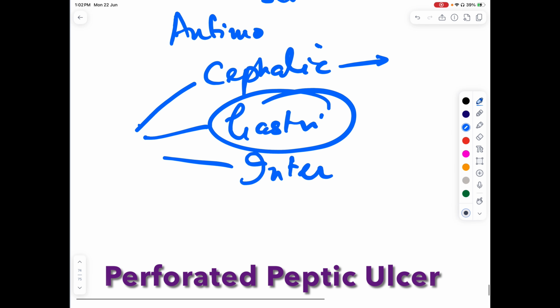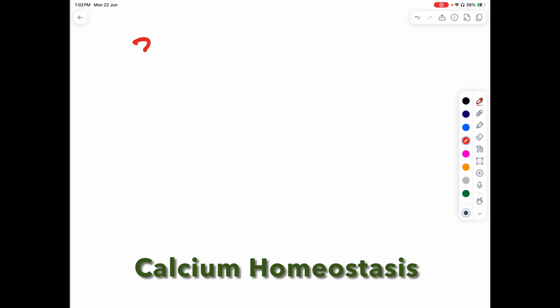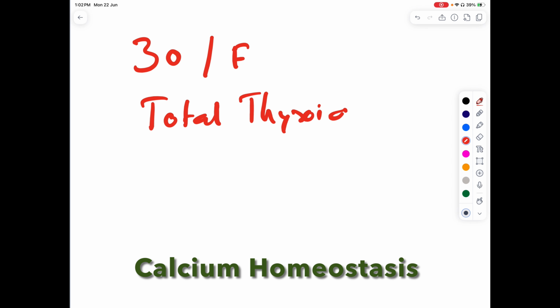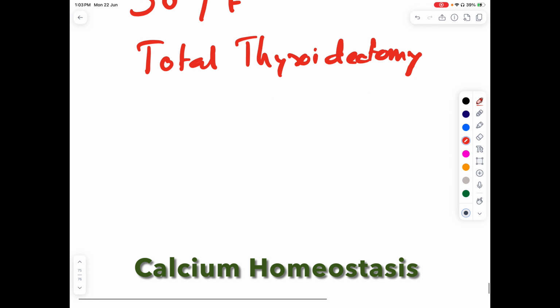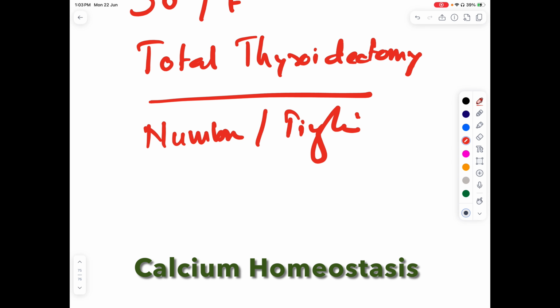Now this is about a 30-year-old female patient who underwent total thyroidectomy. The same patient, post thyroidectomy, is complaining of numbness and tingling. So here is numbness and tingling. Again now it is about calcium homeostasis.